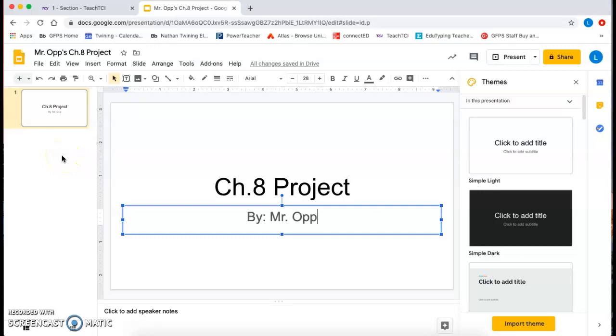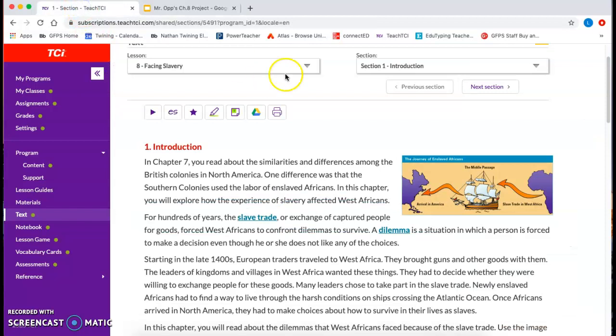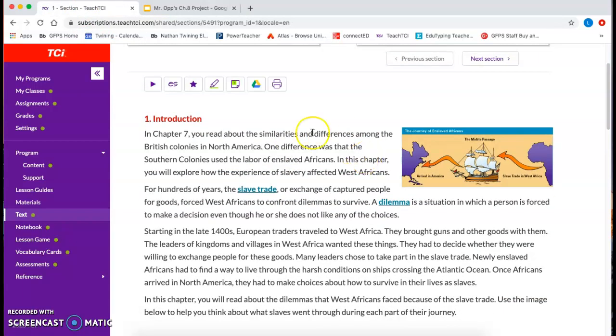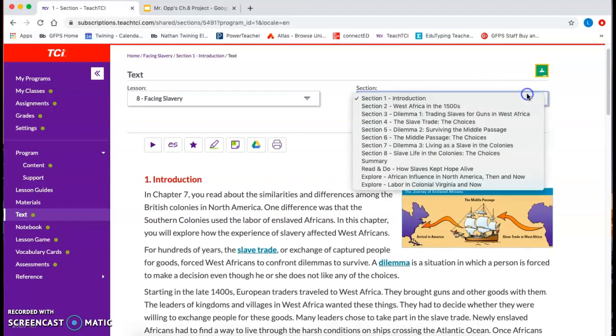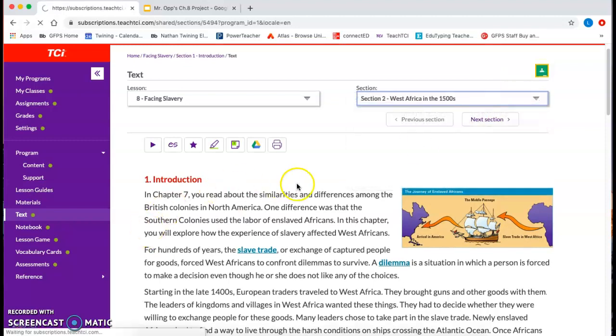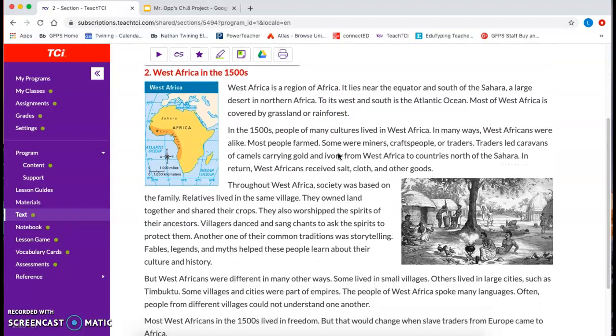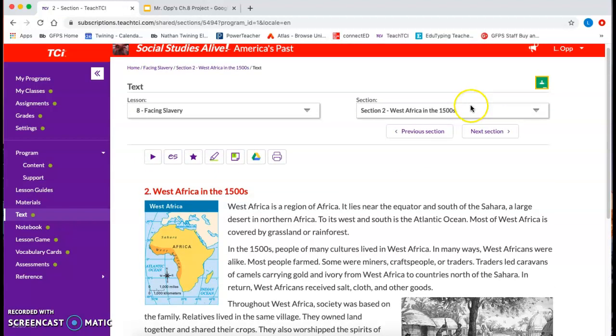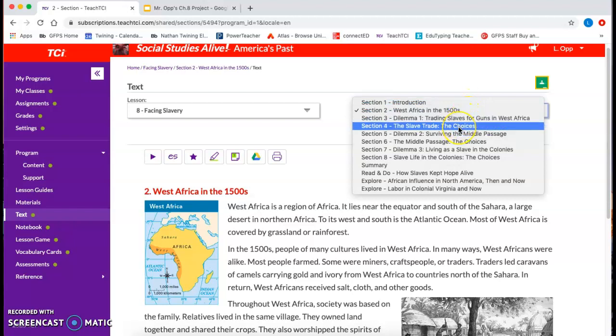What these slides are going to look like is what we learn in this section. So we're going to have a slide for section 1, the introduction. We are going to have a slide for section 2, West Africa in the 1500s. Then when we get into these dilemma and choices, those are going to be a slide together. So section 3 and 4 will be a slide. Section 5 and 6 will be a slide. Section 7 and 8 will be a slide.